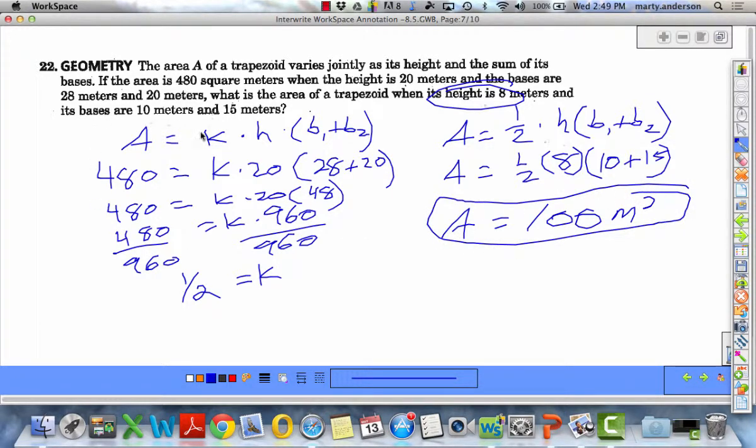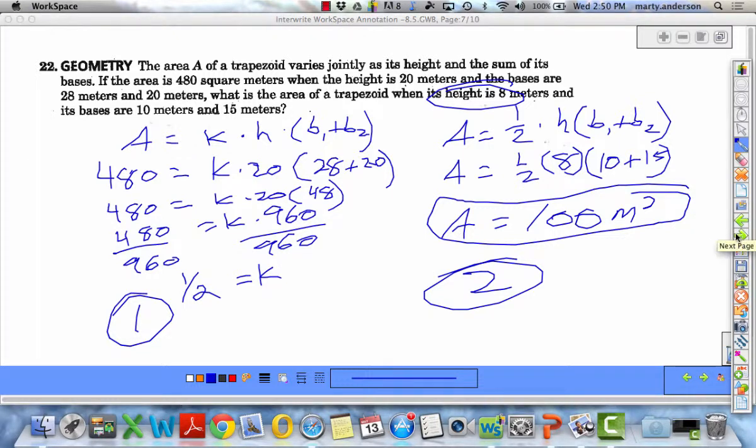So this is just another way to take a look at the area of a trapezoid formula based on what we know about height, two bases, area of it. We can solve for k. Step 1, solve for k. Step 2, use your k and your other known values to solve for what's missing. Some lovely algebra is going on here.